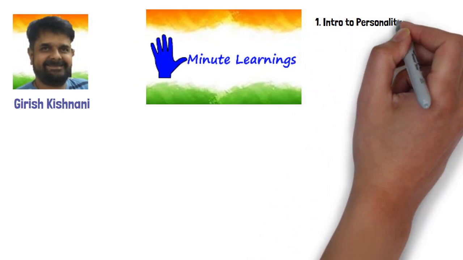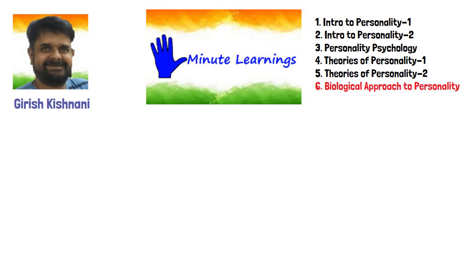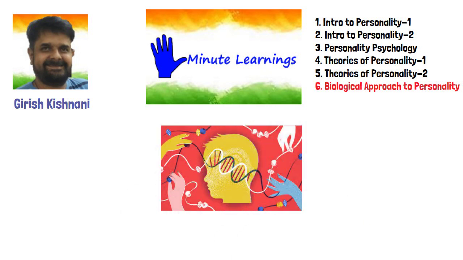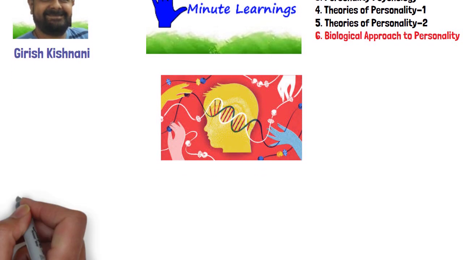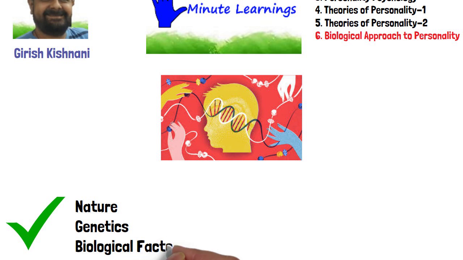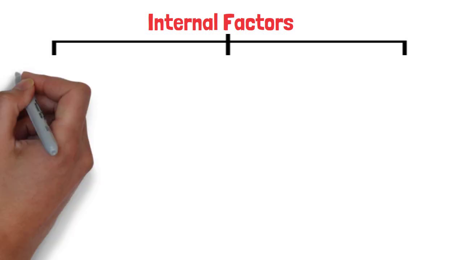Welcome to the 6th video in the series on personality. Have you ever wondered why your personality is the way it is? Biological psychologists suggest that much of it comes down to your genes, which play a significant role in shaping who you are. Biological theories of personality focus on nature, genetics and biological factors, over nurture, which involves environmental and social influences. These theories examine how internal factors contribute to the development of personality traits.